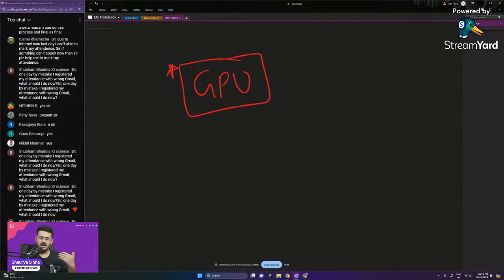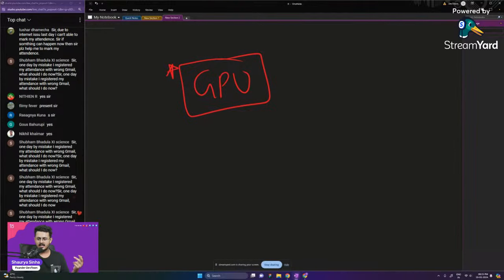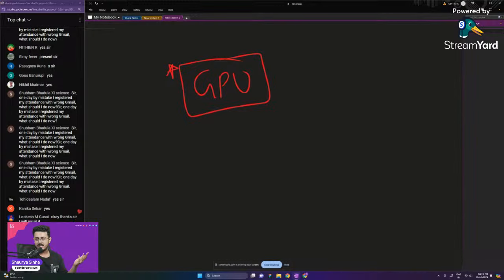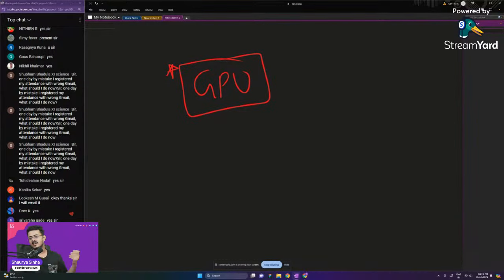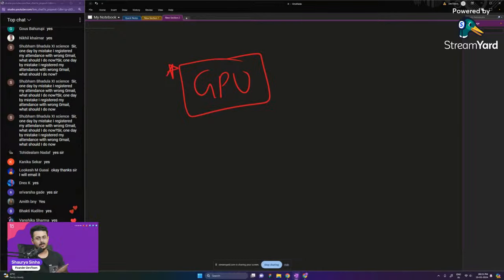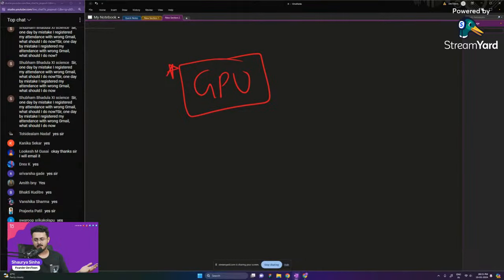The project that we are going to do is a very small project, so you don't have to worry about it. I registered my attendance with the wrong Gmail ID one day by mistake. You can't do anything about it, Shubham. I can't do anything about it. Make sure that you make up the attendance in the other classes, so maybe you will be able to get the certificates. Right now, focus on the class.